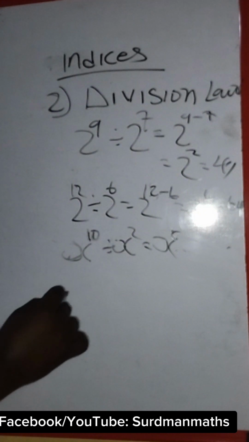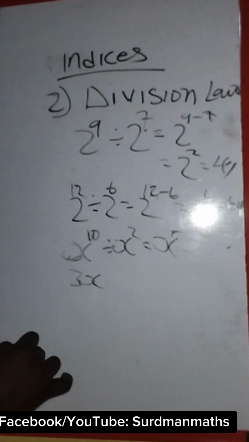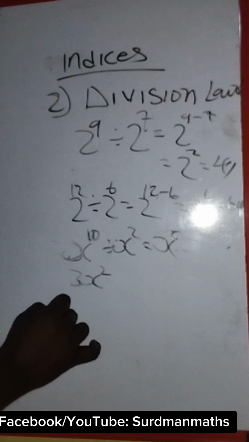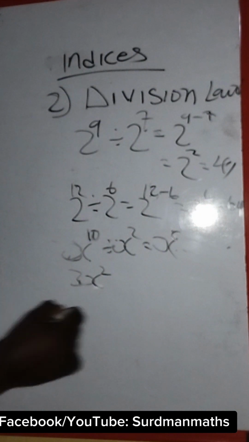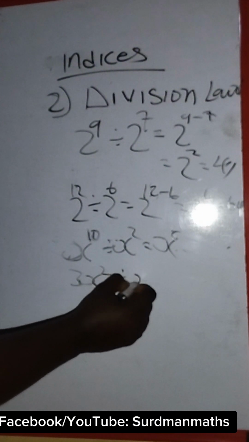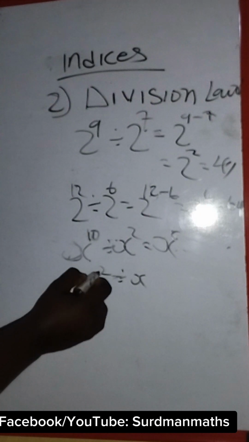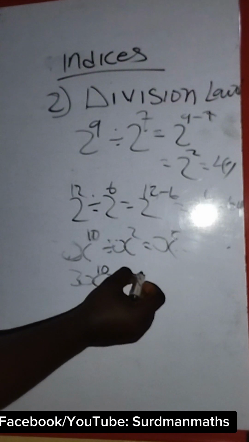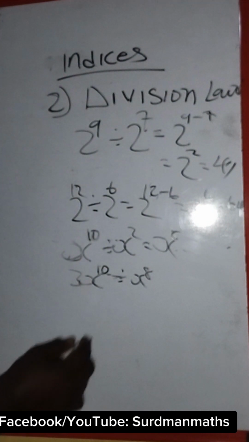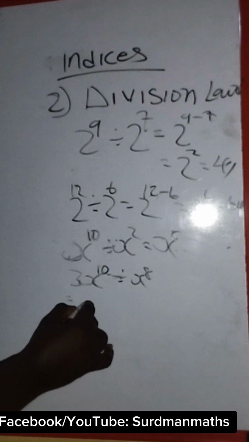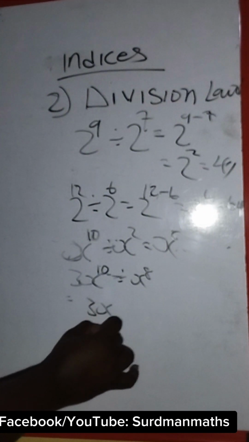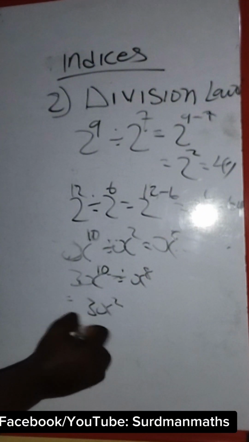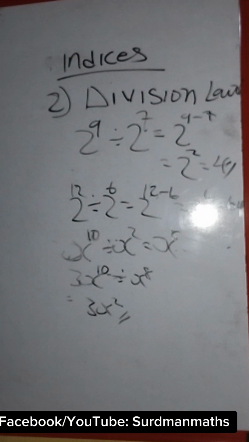Let's say we have 3x raised to power 10 divided by x raised to power 8. Are we following now? So what do we have here? This will give us 3x raised to power 10 minus 8, which will give us 2. So that's going to give us 3x raised to power 2. And this is how to do it.